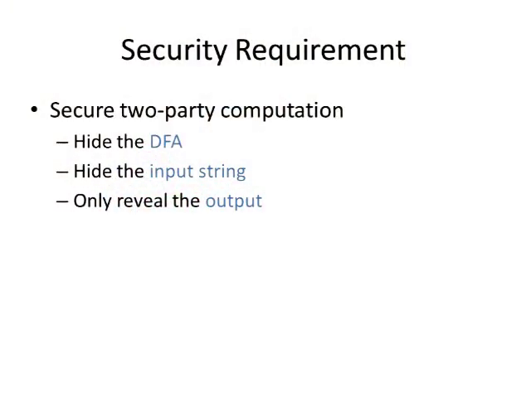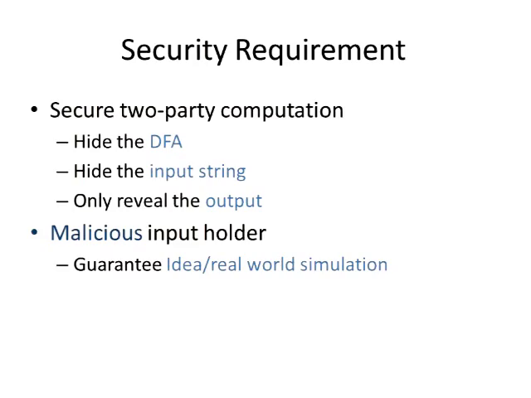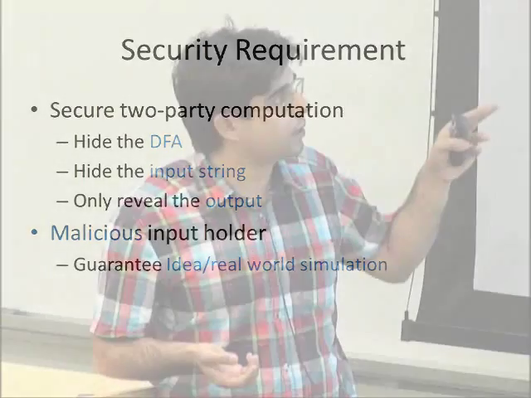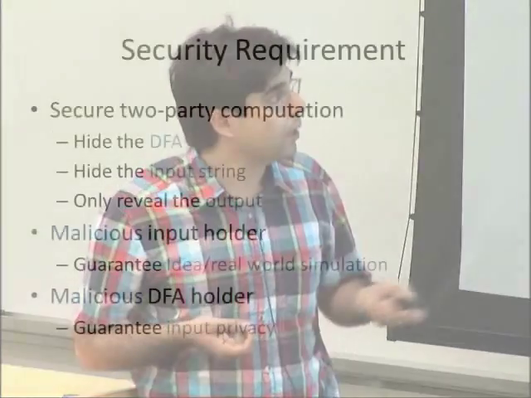Okay. The security requirements are the standard definitions of security for two-party computation. Intuitively, you want to hide the DFA and hide the input string, but let whoever is supposed to learn the output learn the evaluation of the DFA on that specific input, but nothing else. Specifically, what we achieve with our protocols is that if the person who has the input, meaning the bit string, is malicious, we can guarantee simulation-based security, the standard ideal versus real world definition of security.